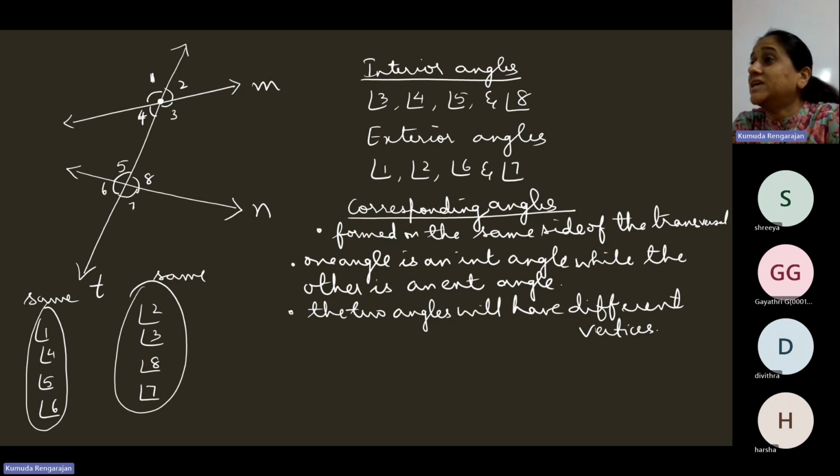In fact, they form a linear pair, right? Because angle 1 plus angle 4 is equal to 180. They form a linear pair.